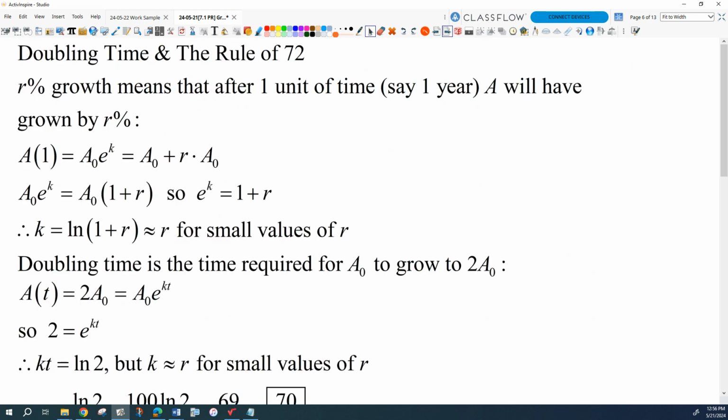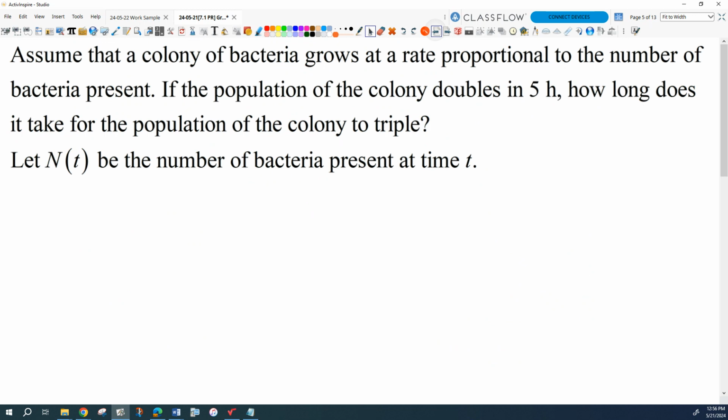Okay, so now let's look at an example. Assume that a colony of bacteria grows at a rate proportional to the number of bacteria present. So what's that telling us?